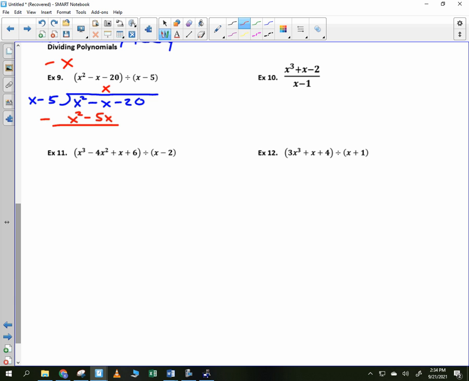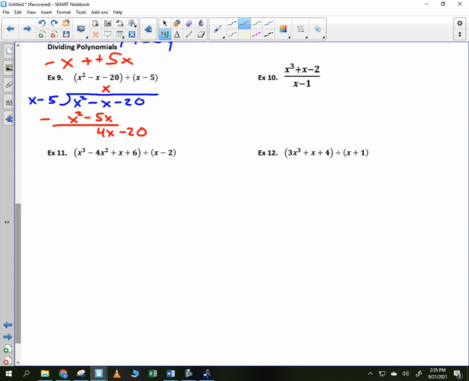What is negative x minus negative 5x? This is where people make mistakes. Negative x minus negative 5x. Add the opposite. Yep, 4x. So now you drop down to minus 20. So you have a 2-term binomial just like that one is.